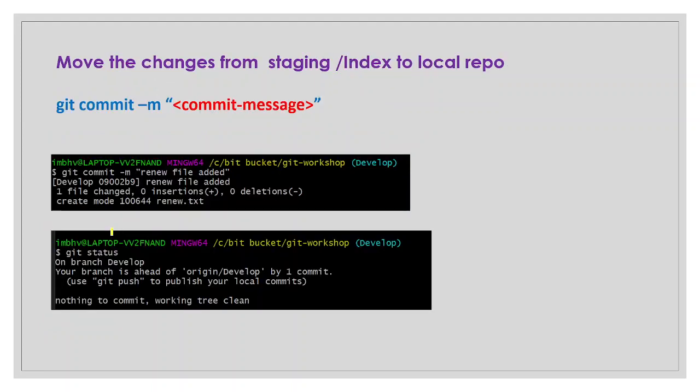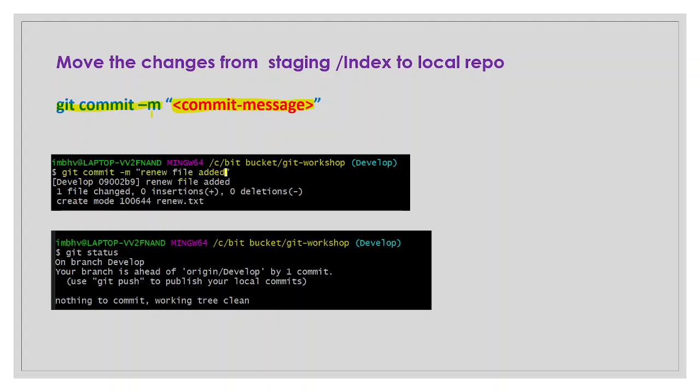And to move from staging or index to a local repository, we need to use a command called commit. If you just run commit, that will also work, but the recommended way is to add a message and commit it. Every commit should have a commit message. What things you are going to commit, you need to provide that information in the commit message.